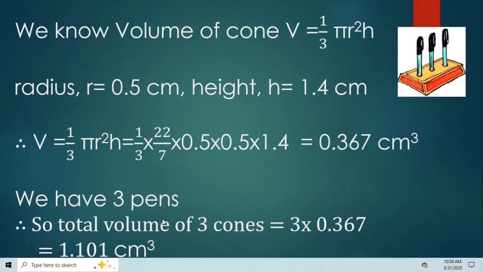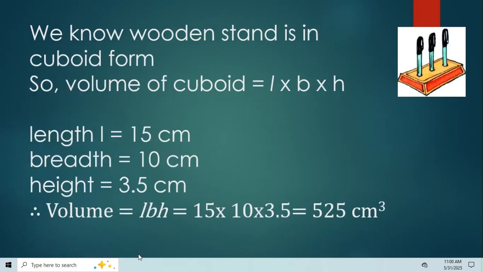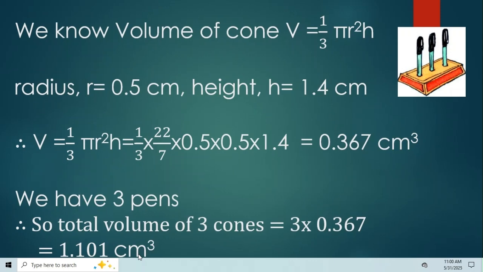So to find the total volume of those three cones, we can multiply one depression by three. We have found the volume of one conical depression, and we are multiplying it by 3 so that we can calculate the volume of 3 conical depressions here. So the total volume of 3 cones will be equal to 3 into 0.367, that is nothing but 1.101 cubic centimeters. We got the volume of the cuboid and the volume of these 3 cones also.